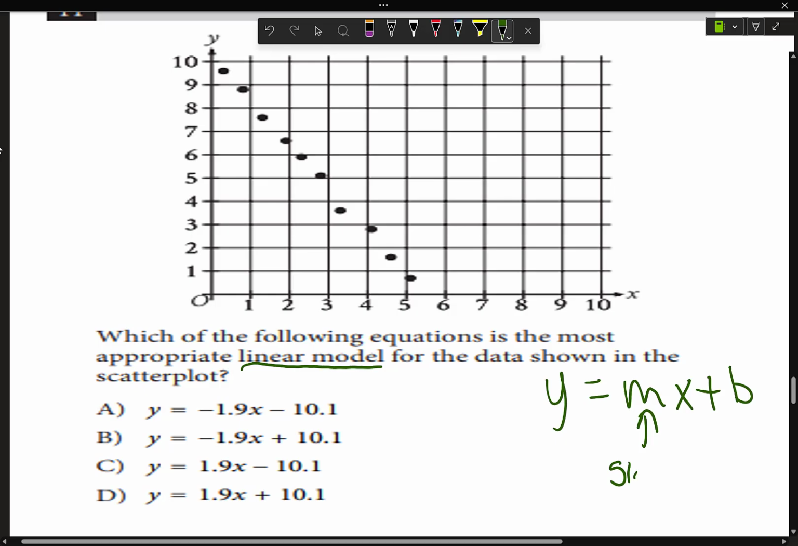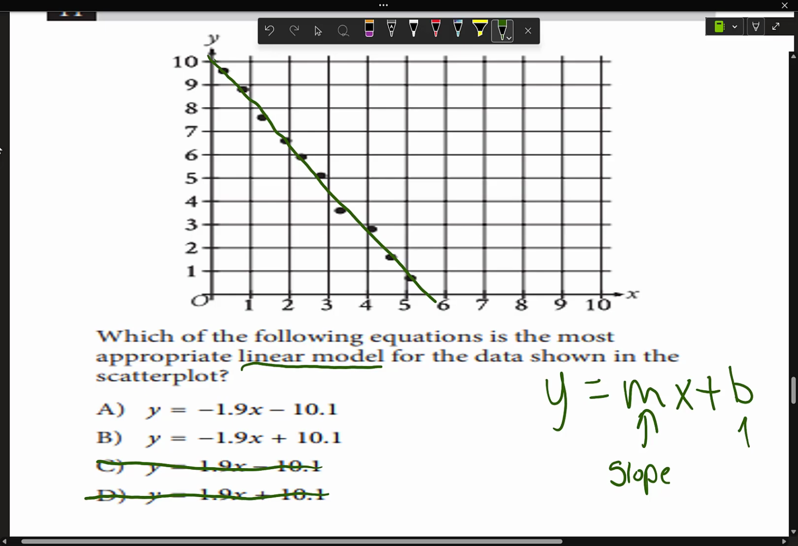where m is the slope. And quickly we look at this line. If we read it from left to right, the slope of this line is negative. So I know it can't be C and it can't be D because the m value has to be negative.